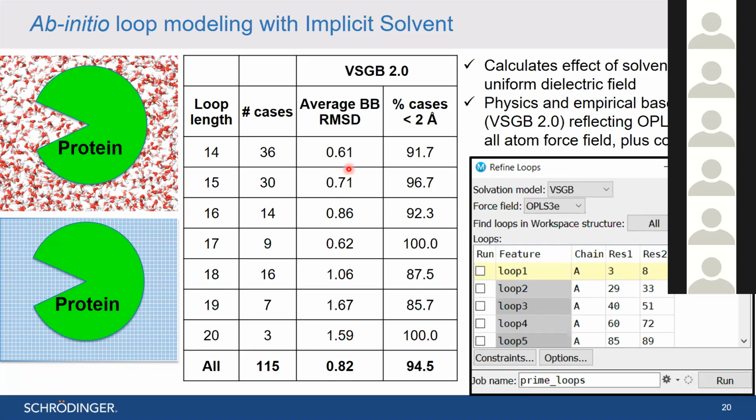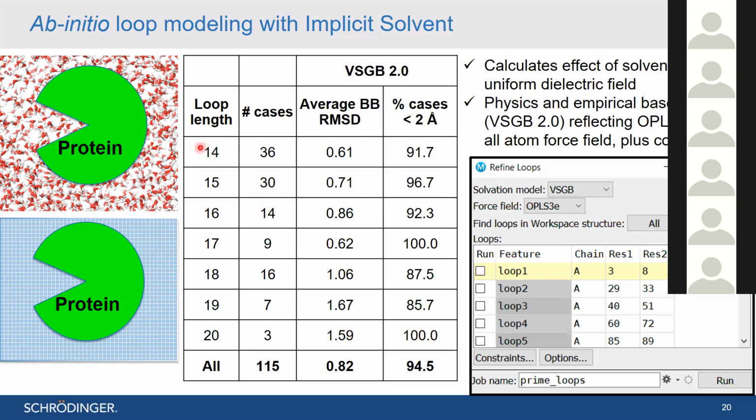According to one study, they compared various loop lengths and numbers of cases. For example, here the loop length was 14, and they studied 36 various protein structures. They found that the average backbone RMSD for this particular loop with respect to the experimentally determined structure is 0.6, which is very close to the exact same conformation. It means the software is able to generate the exact loop conformation as reported by the experimentalist.